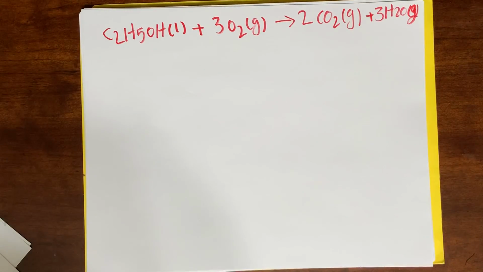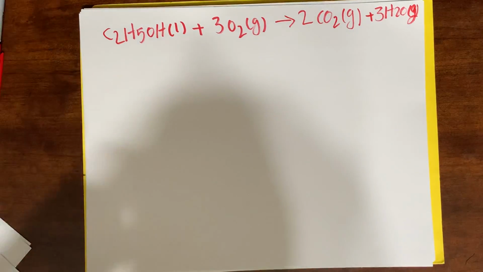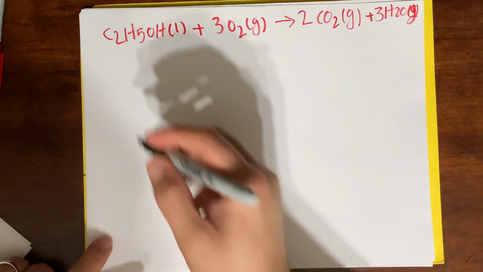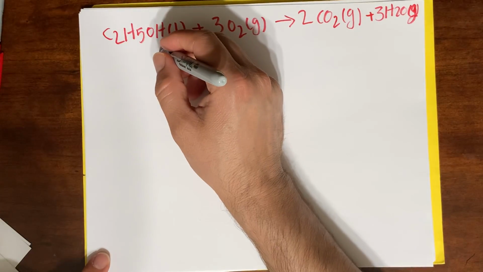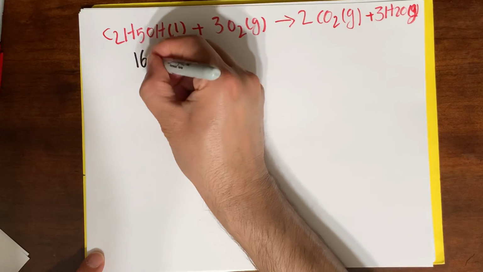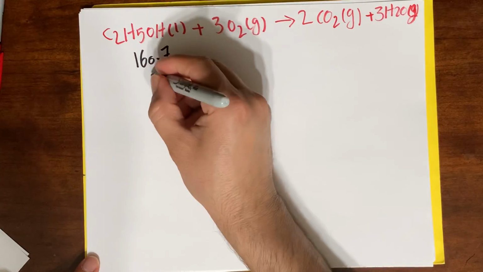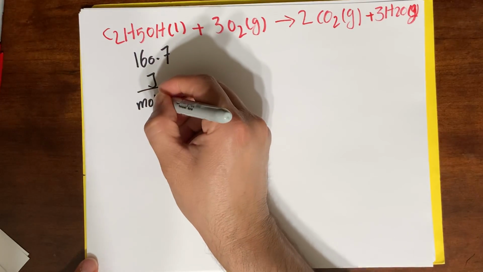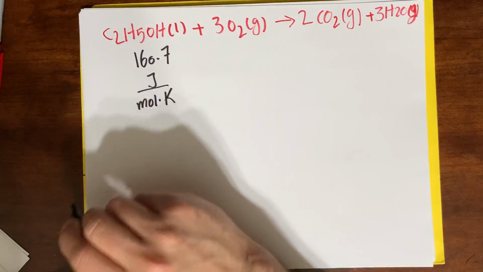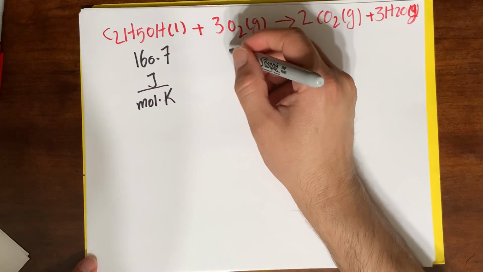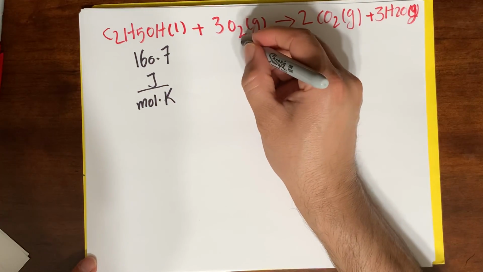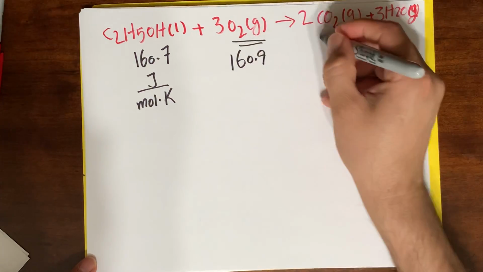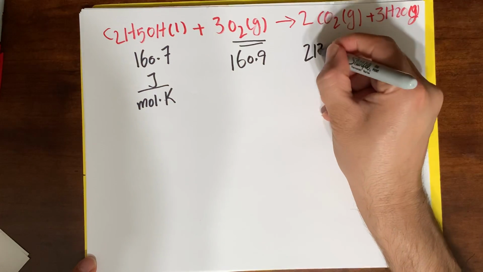Let's say find delta S of this reaction. Find delta S of the reaction, and they give us delta S of each compound. S here is 160.7 joule over mole Kelvin. O2 is not 0, it's 160.9. CO2 is 213.7, and H2O is 188.7.